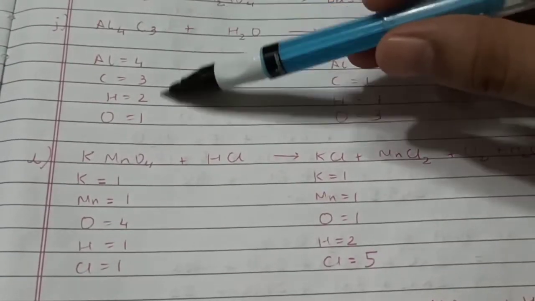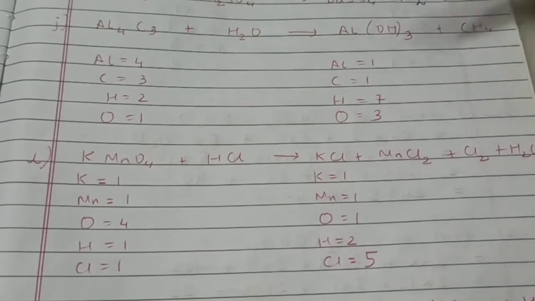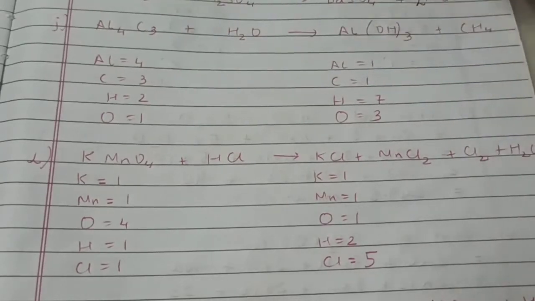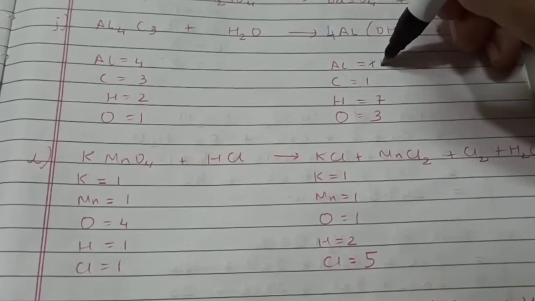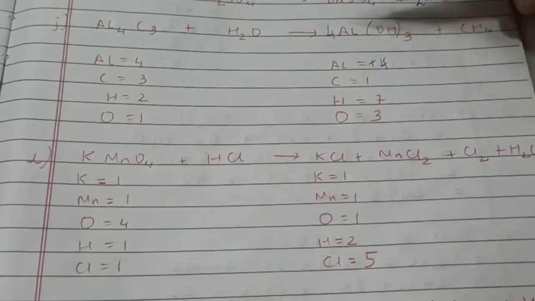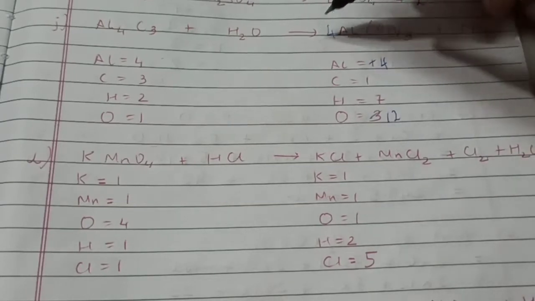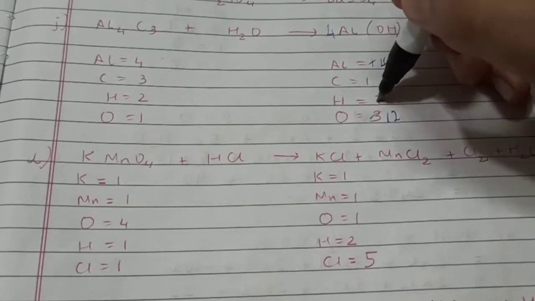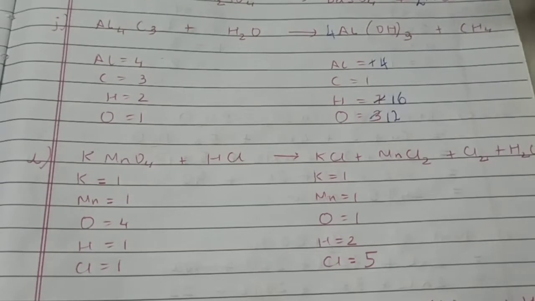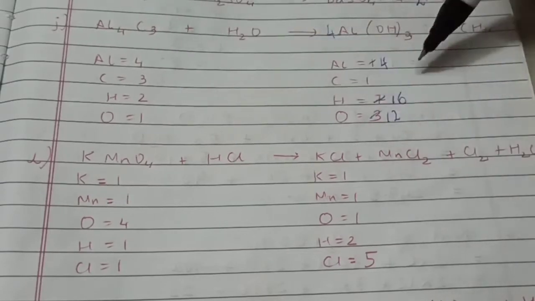Next, the J1. Here we'll make a list of all the elements. Aluminium 4, aluminium is only 1. So let's put a 4 here. That becomes 4. Oxygen becomes 3 into 4, 12. Hydrogen becomes 3 into 4, 12 plus 4, 16. Carbon is 3 out here. So how do I increase it here?